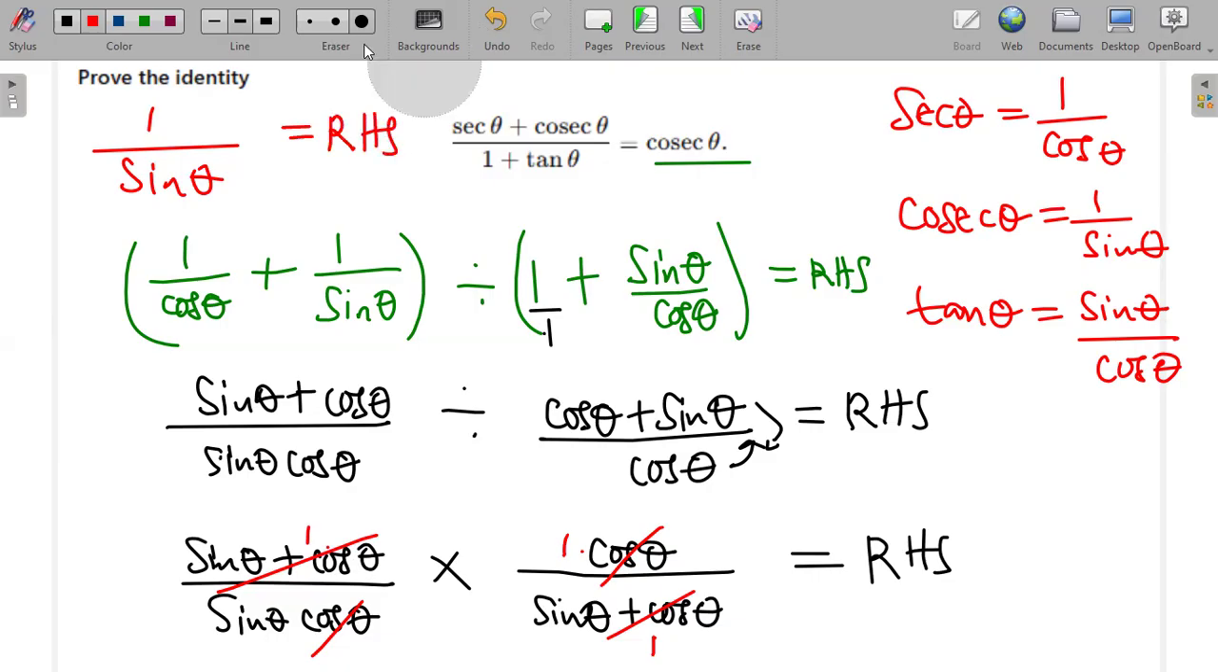Okay, but what do we have on the right-hand side? We just have cosec theta, which is just 1 over sine here. So this is cosec theta, which is equals to the right-hand side. So hence proved. Okay, so any questions there?